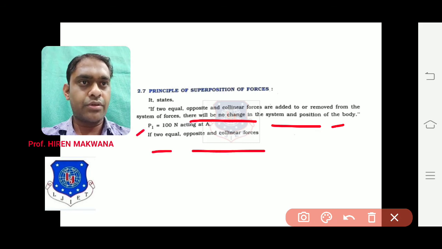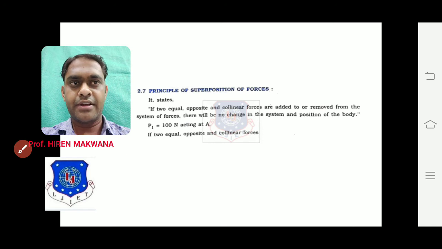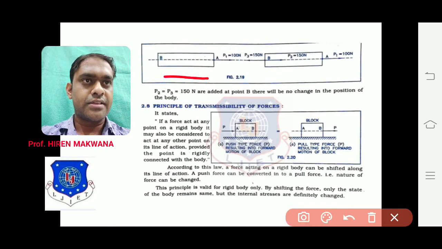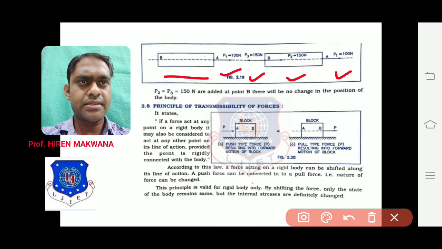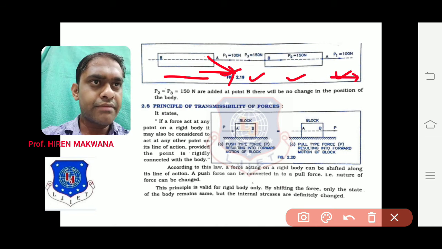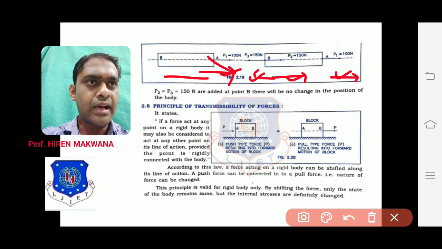If two equal, opposite and collinear forces, means there are two forces of 150 Newton acting at the same point, but they are equal, opposite and collinear forces. Let us see in this figure. Check this: P1 100 Newton, P3 150 Newton, P2 150 Newton, P1 100 Newton. Now actually this is the continuous system. You can see P1 100 Newton is in the right direction. This P1 100 Newton is also in the right direction. But this 150 Newton, this and this are in opposite direction.